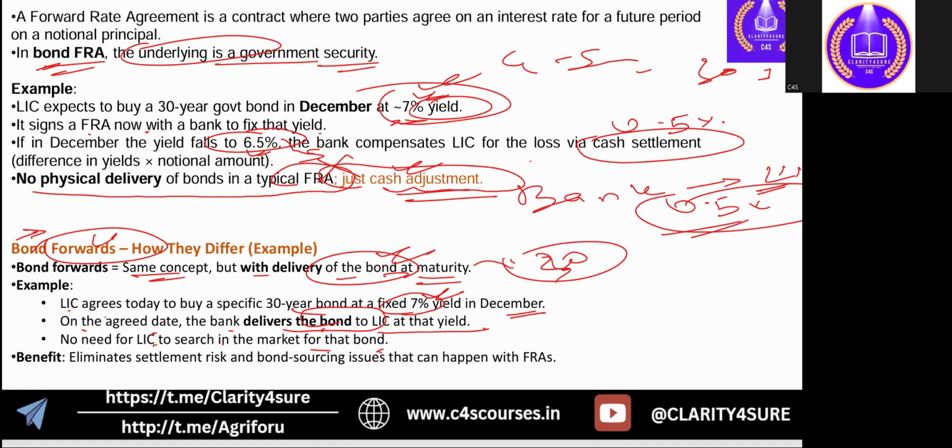You are going to get the bond at the time of maturity. Benefit: it eliminates the settlement risk and bond sourcing issues that can happen with FRAs. FRAs का ये जो ड्रॉबैक्स है, वो इसमें बेनिफिट, मतलब यहाँ पे वो चीज नहीं.